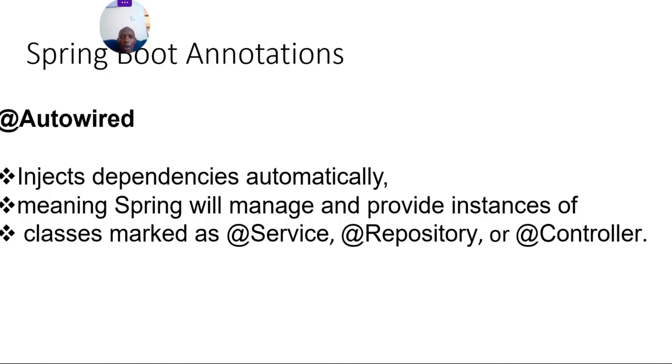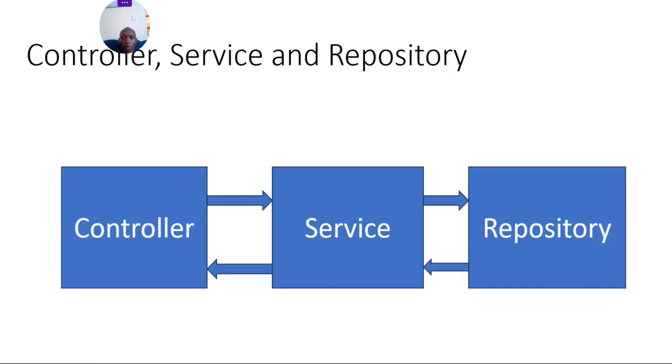You have @Autowired. This injects dependencies automatically, meaning Spring will manage and provide instances of classes marked as @Service, @Repository, and @Controller. So @Autowired is basically for dependency injection, and we have several types of dependency injection. We have field injection, constructor injection, and method injection. We shall look at these dependency injection methods when we go to the actual Spring Boot application.